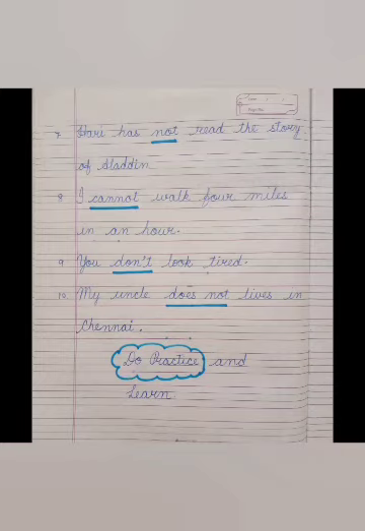Number 8, I cannot walk 4 miles in an hour. Underline cannot. C-A-N-N-O-T. Cannot. Number 9. You don't look tired.